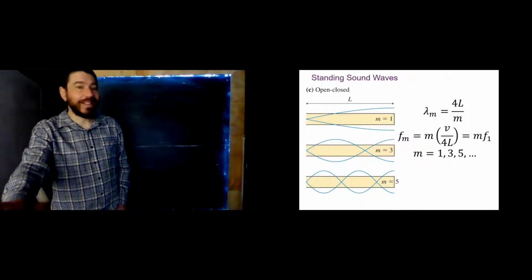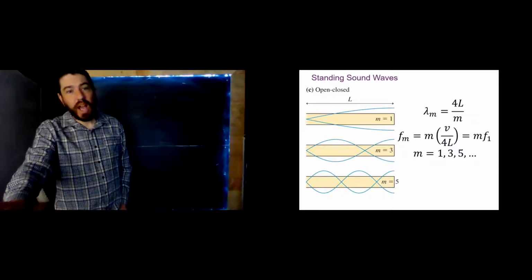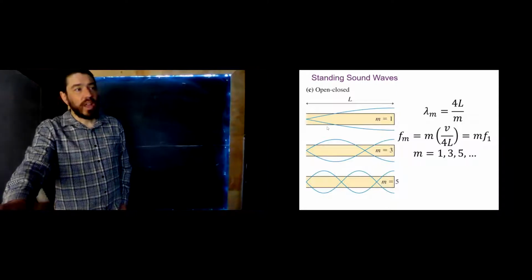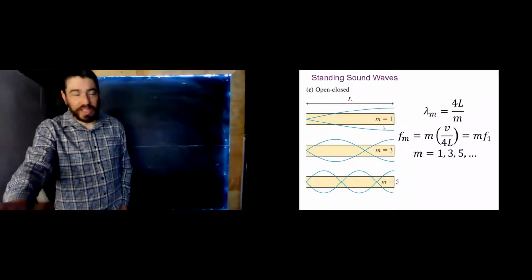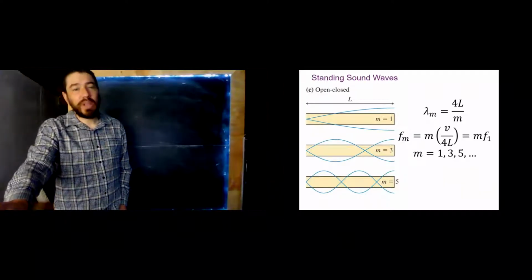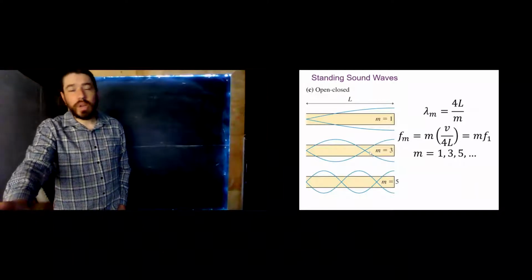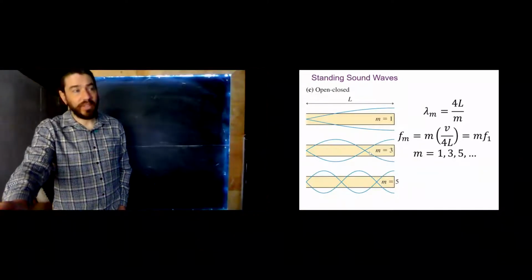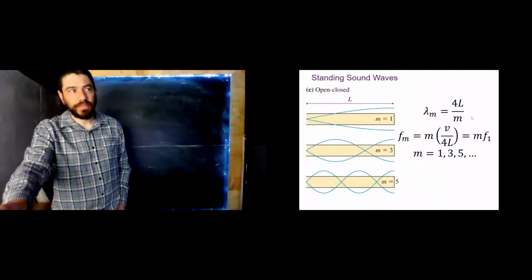Now, there's no reason why we can't have an open-closed system. A clarinet is a good example of an open-closed system. Again, notice that this rule breaks down because now we have equal numbers of nodes and antinodes. In the previous examples, we always had different numbers of nodes and antinodes. Notice in this system, the number of nodes is equal to the number of antinodes. And our math is just a little bit different too.